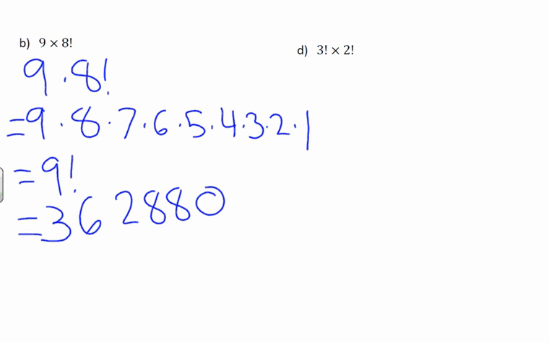When we do multiplication of factorials, there's not a lot of simplification we can do. We kind of just brute force it. Do it in your calculator or just write it out like this. Okay? So what do we get? 12. Good. Thank you.